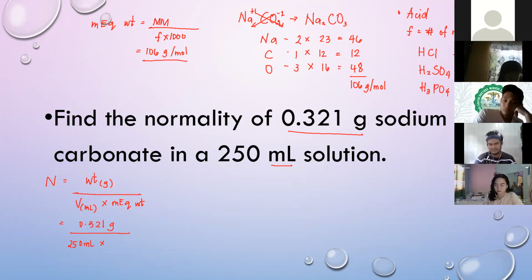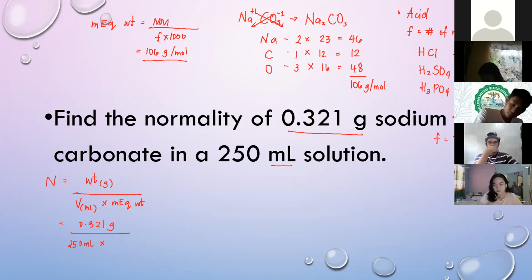You have 3 hydrogens there, so the F here is 3. Okay, so you have to identify first what type of compound is given. If that's an acid, that's the number of replaceable hydrogen. But how about if the given is a base? The F naman is equivalent to the number of replaceable hydroxide.